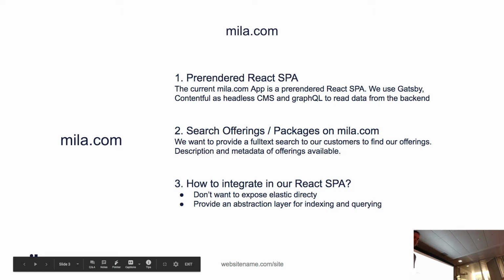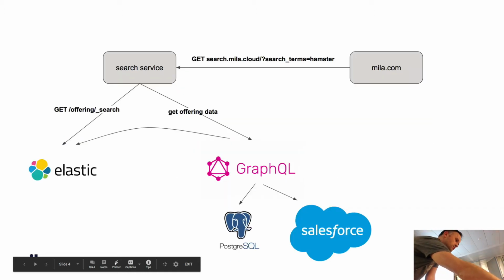On this Mila.com page we have the search, and we want to provide the full text search to our customers so that they can find what they need. But at the same time, we don't want to expose Elasticsearch to the world. We don't want the single page application to call Elasticsearch directly. We also don't want the single page application to have to build the query and take care of the indexing of the packages. That's why we decided to have a microservice that will take care of those tasks. This is the rough overview of our architecture.